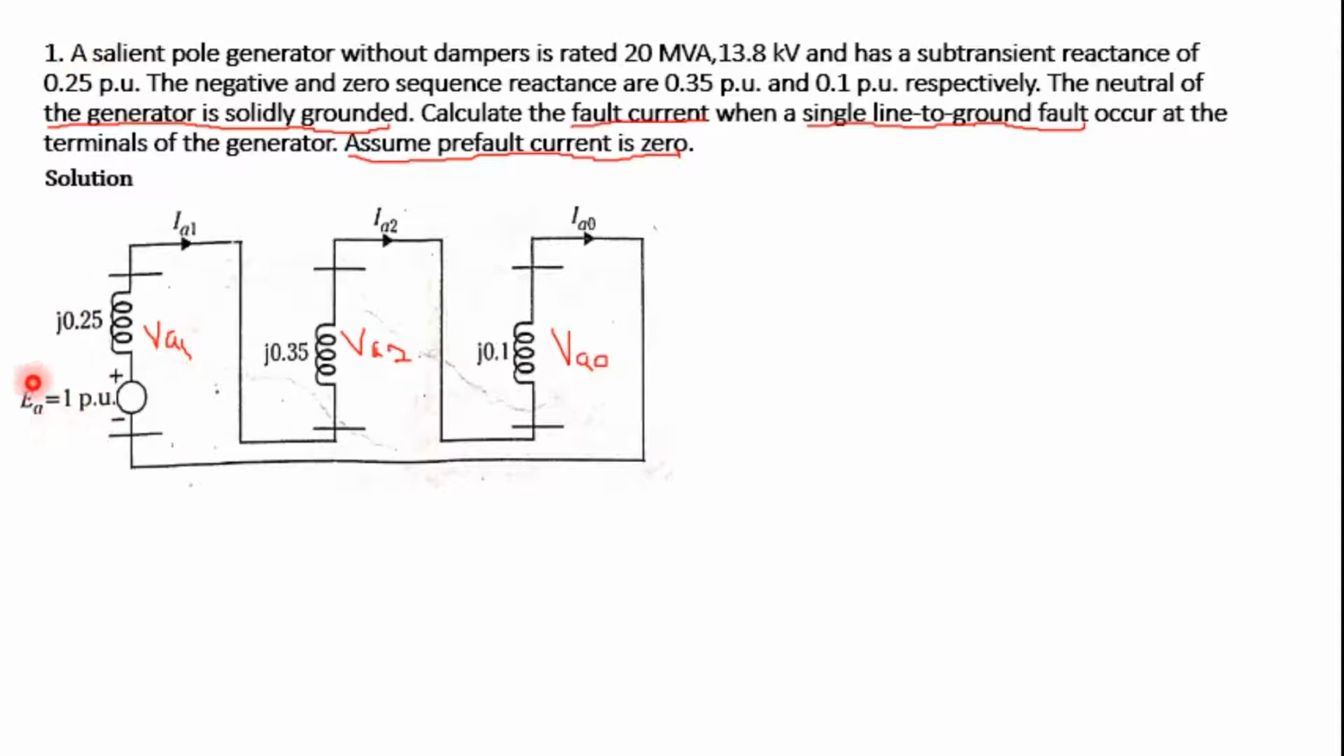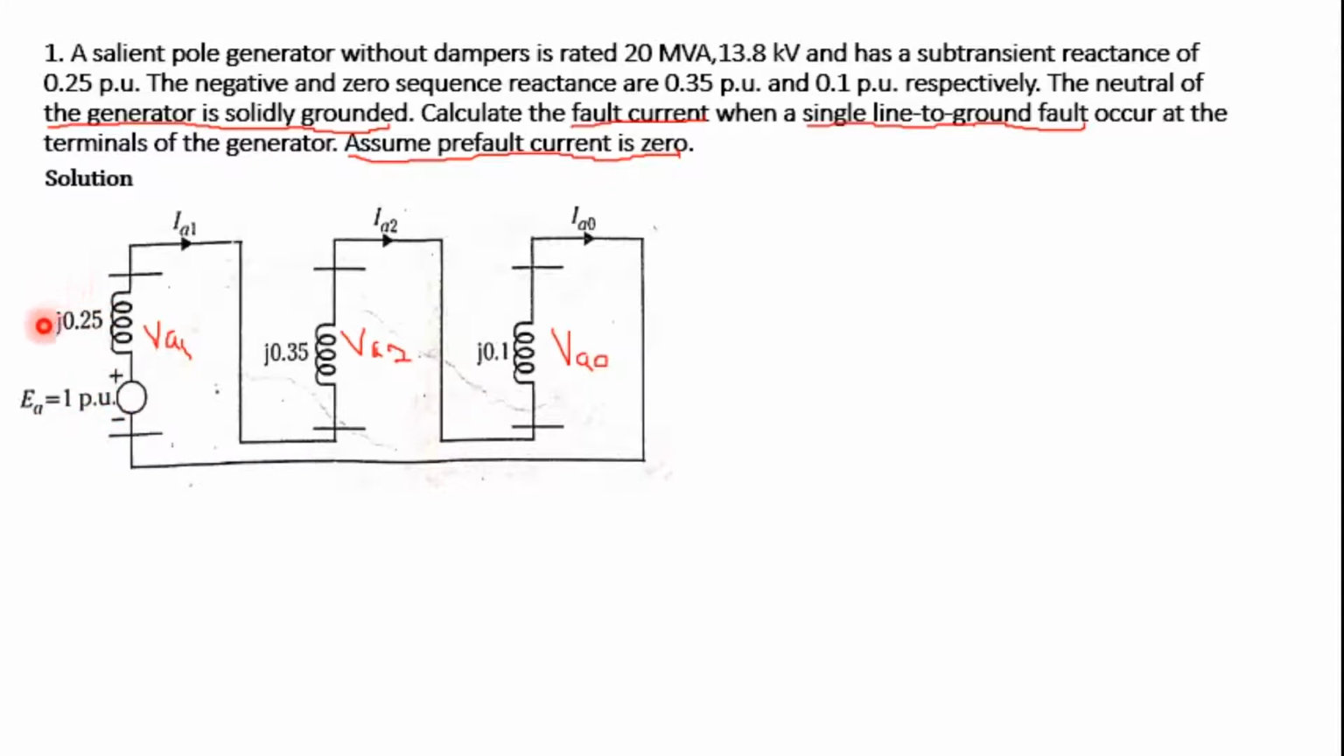So EA is 1. How do we say it is EA1? EA is equal to 1 per unit because we are assuming that the pre-fault current is 0 and there is no change in the actual and the base values. We are assuming that the terminal voltage is 13.8 and the base voltage is also 13.8. 13.8 divided by 13.8 we will get 1 per unit. That's why we are considering EA equal to 1 per unit. This is very important.